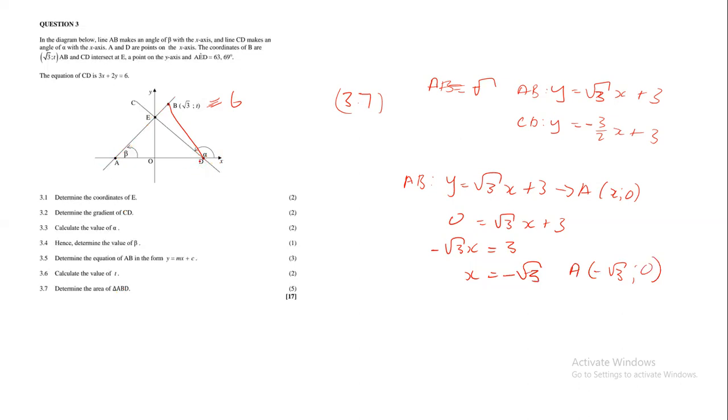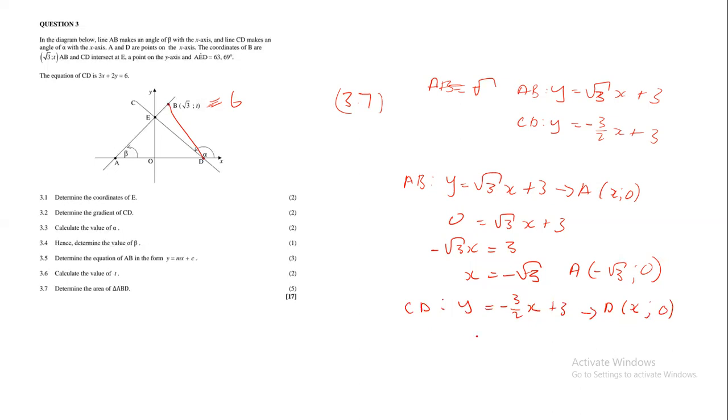So I'm going to determine the coordinates of D. Remember, I have this equation, which is CD. The equation CD passes through point D. So what am I going to do to determine D? D is also an x-intercept. So I'm going to say line CD, which is given by y is equal to negative 3 over 2 multiplied by x plus 3, passes through point D, whereby x is unknown, but y in this case is equal to 0, since D is also an x-intercept.